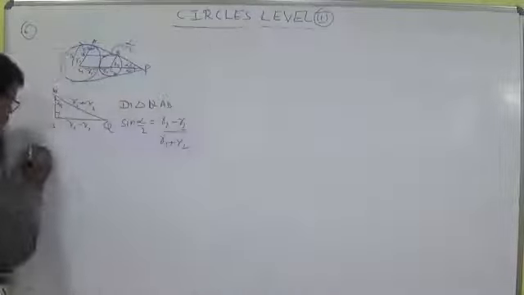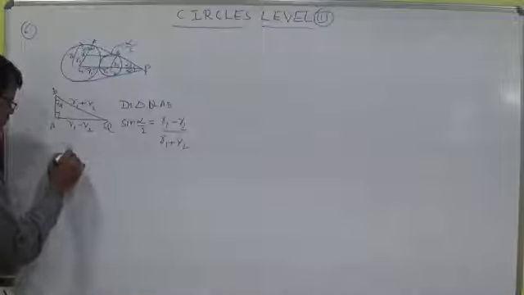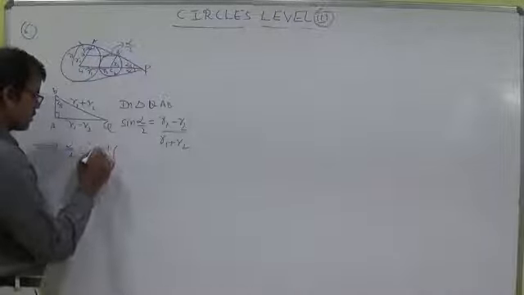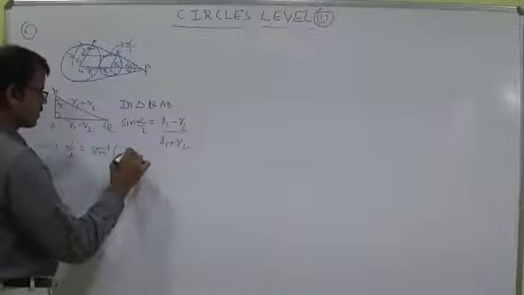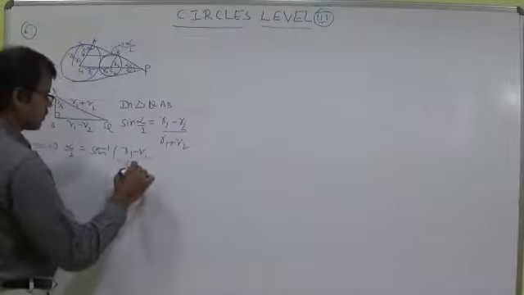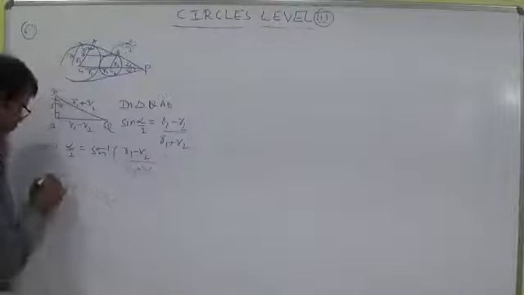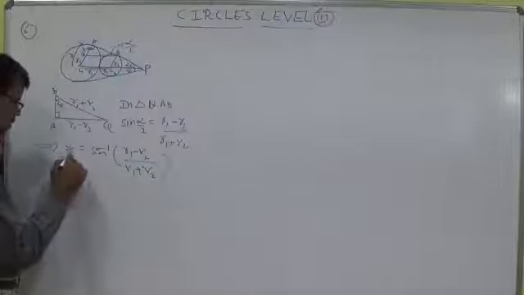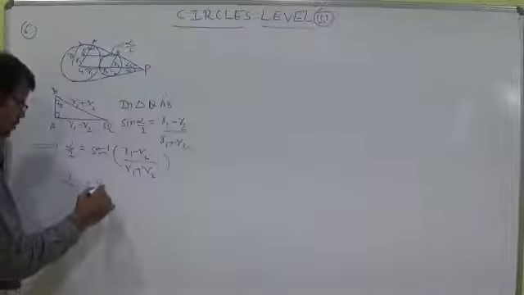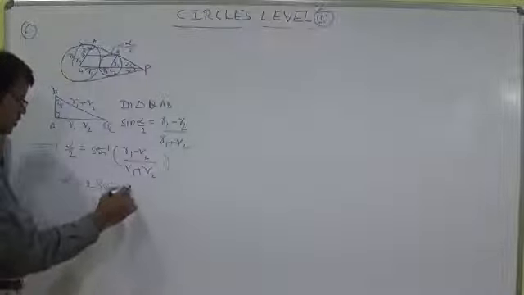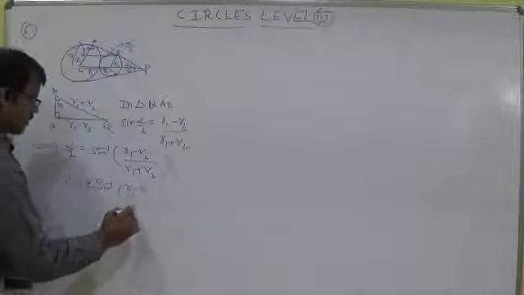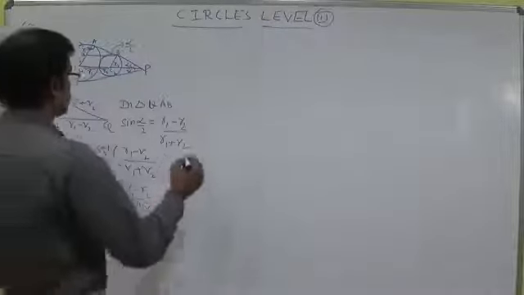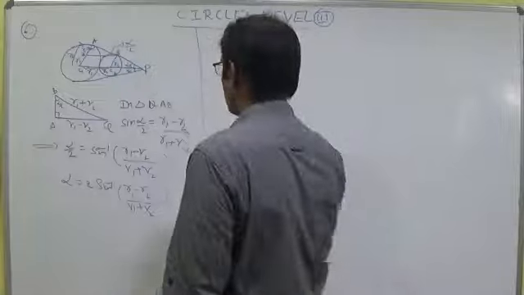That implies alpha by 2 is equal to sine inverse of R1 minus R2 by R1 plus R2. Therefore alpha, the full angle he is asking, by cross multiplication, this is by 2. Alpha is equal to 2 sine inverse of R1 minus R2 by R1 plus R2. This is a standard result in standard books. Alpha is equal to 2 sine inverse of R1 minus R2 by R1 plus R2.